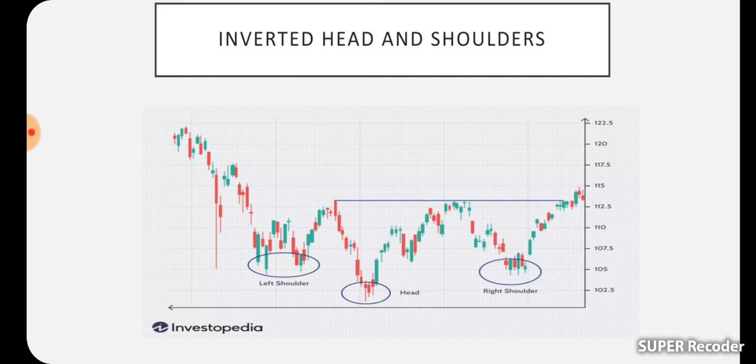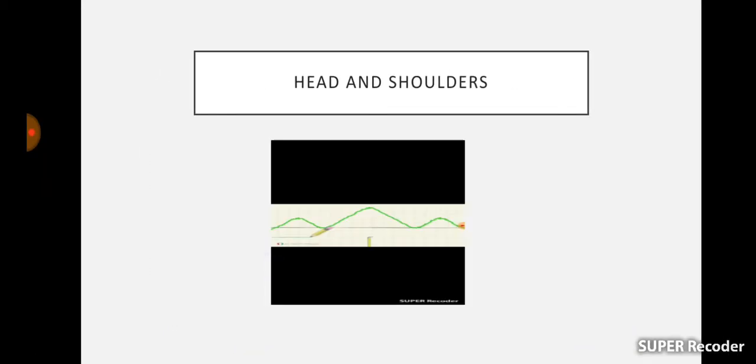Okay, so you can see this video, and here the keyword to remember in the case of head and shoulders is that the head and shoulders is a trend reversal pattern. Okay. This is how head and shoulders works, and now it's the inverted head and shoulders.